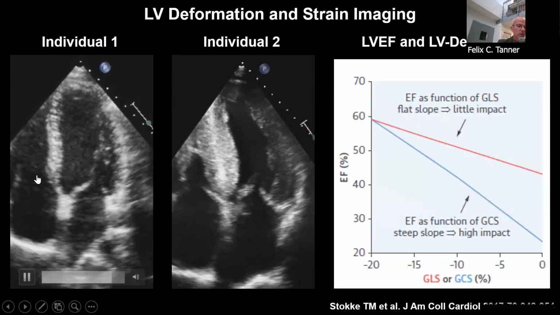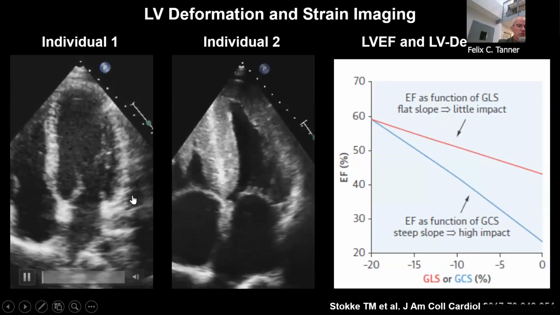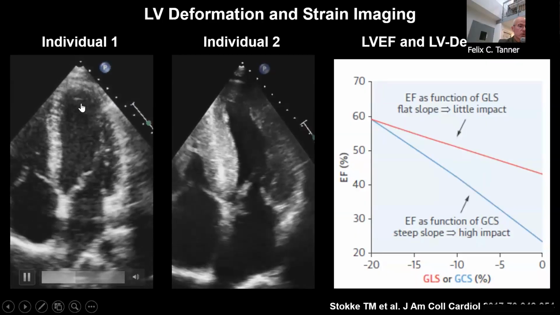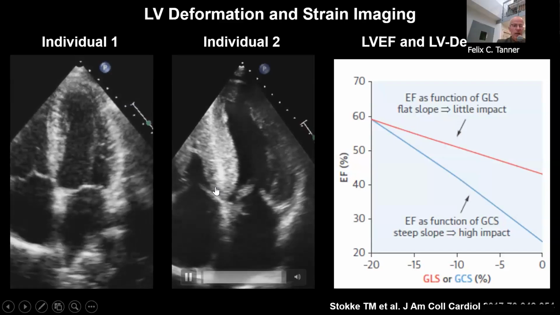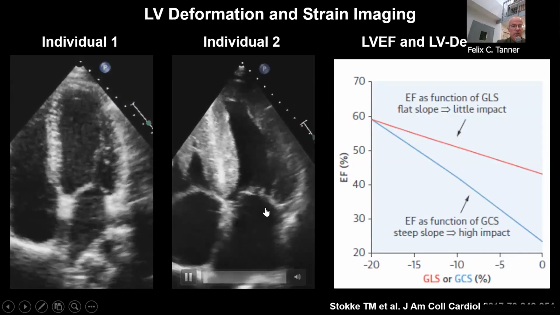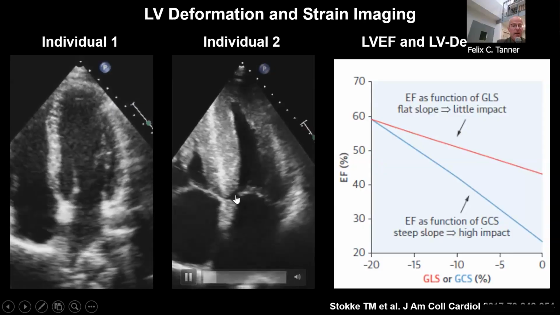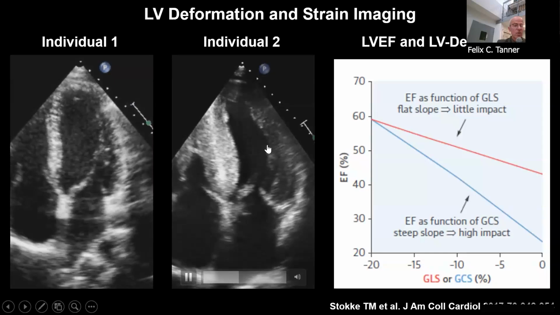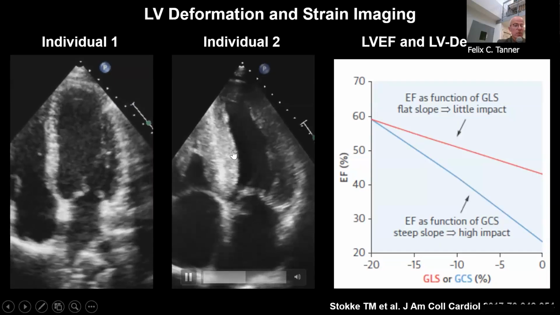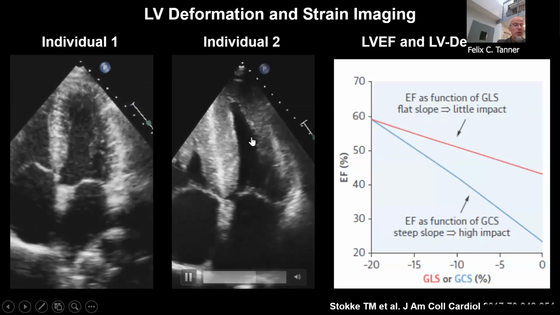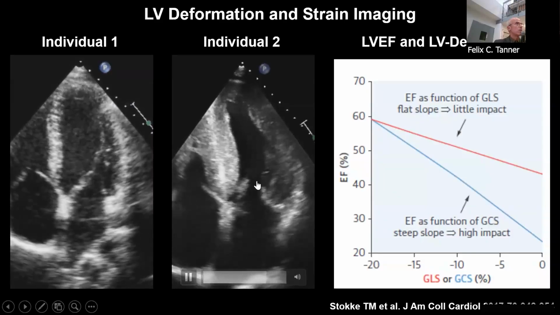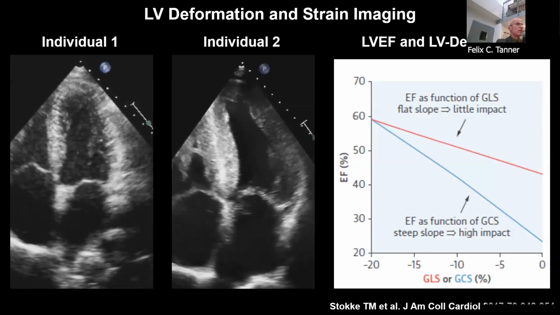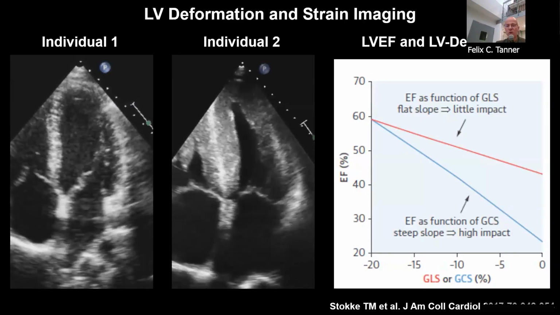This here is a normal individual, and you see clearly that ejection fraction results from a transversal shortening and a longitudinal shortening. It's both. And here you have an individual with amyloidosis, and what is clear here, even without quantifying anything by strain, you see it with your eye. The transversal shortening you still have, but the longitudinal shortening has been lost here.